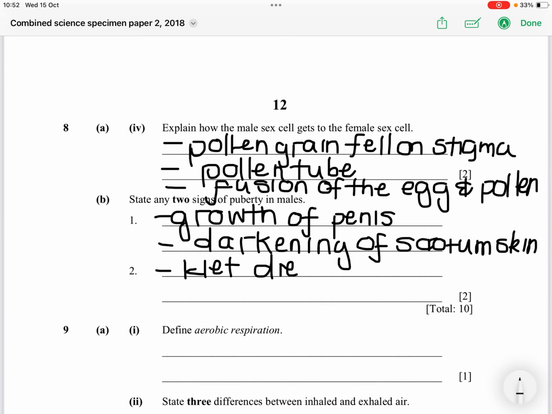They also experience the wet dreams. When we are talking about the wet dreams, they ejaculate at night while sleeping, and also their voice will change because their vocal cords and their voice box gain mass. So these are the signs of puberty in males.